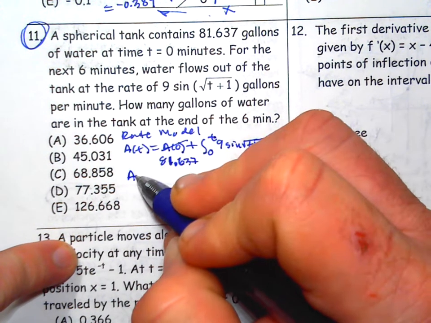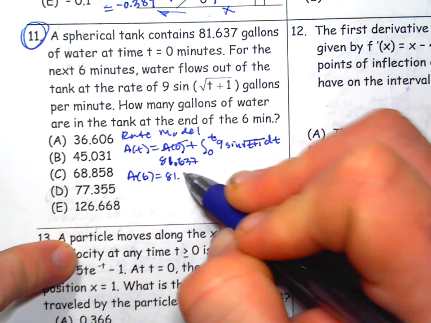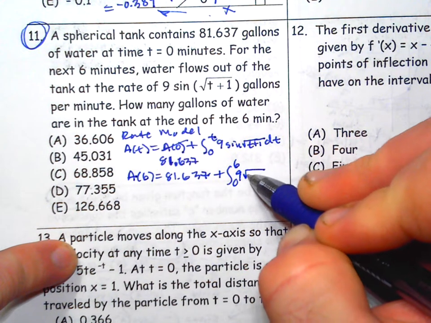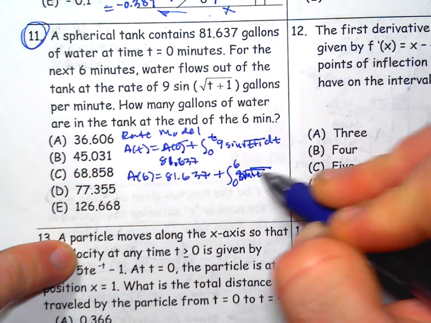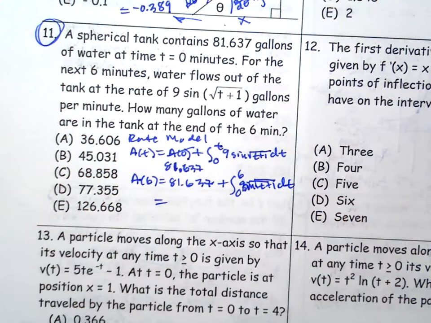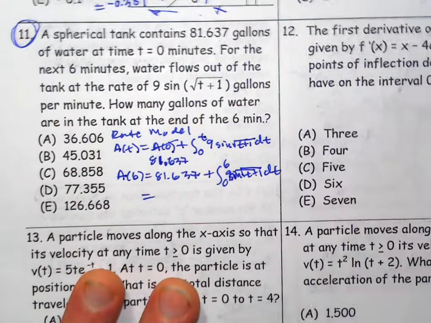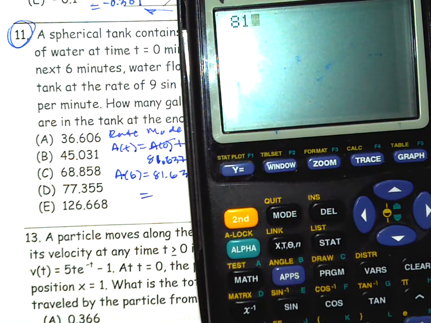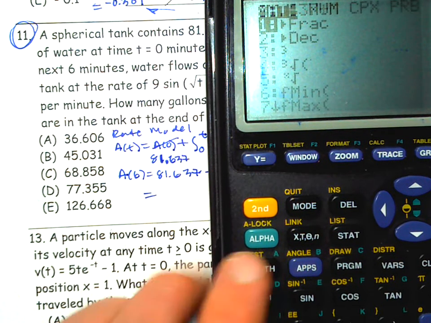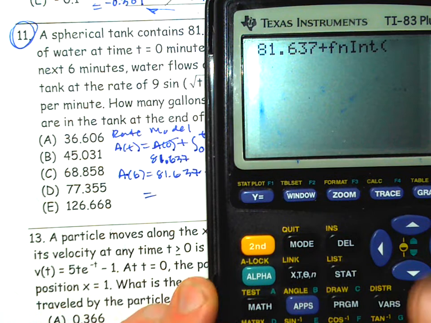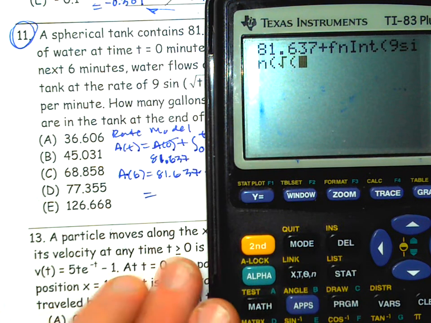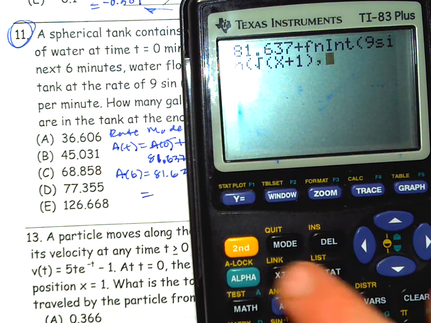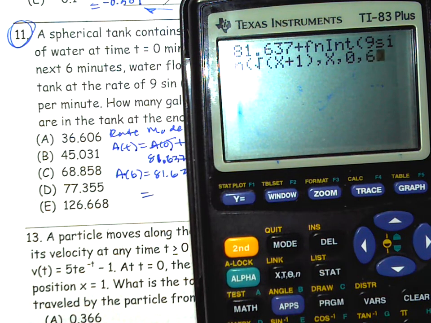So this is 81.637. And so if we want A at 6 minutes, it's going to be 81.637 plus the integral from 0 to 6 of 9 sine square root of t plus 1 dt. And this is also an idea of like the fundamental theorem of calculus part 1. If you integrate the rate, you get the difference in the amounts. So let's do 81.637 plus math 9 of 9 sine square root of x plus 1 close, comma x comma 0 comma 6.